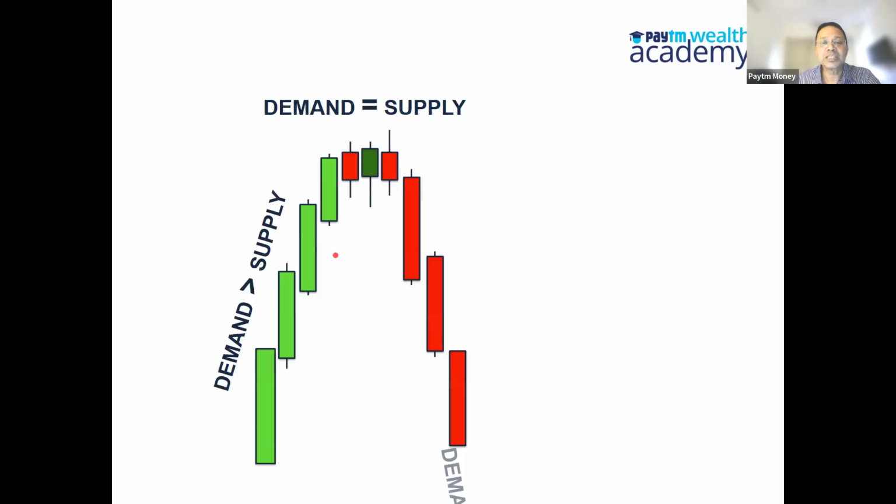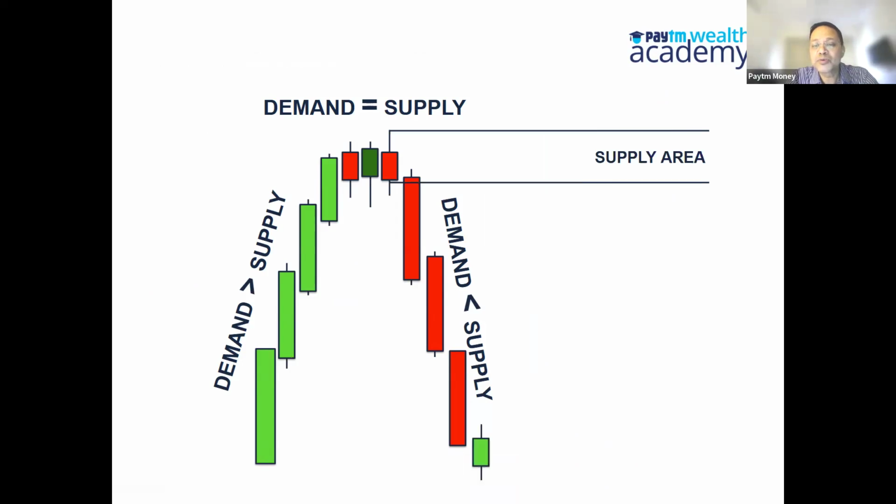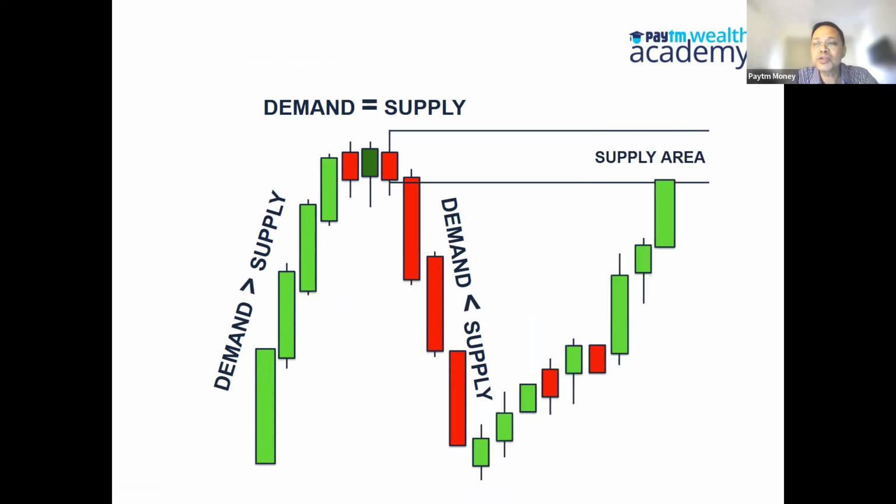This is a supply zone, what we call rally-based drop. That is the method for a supply zone or supply area. So when the price goes up to the supply zone, you sell. When you sell in the supply zone, you put the stop loss above it.